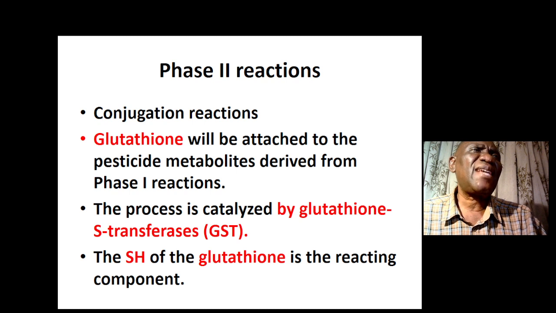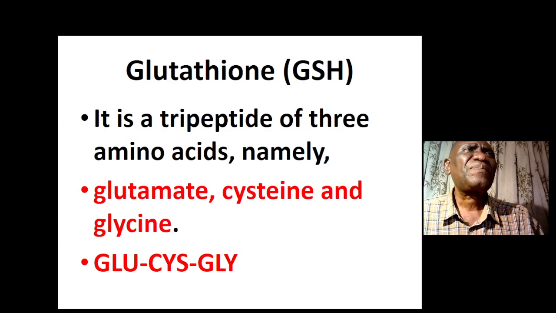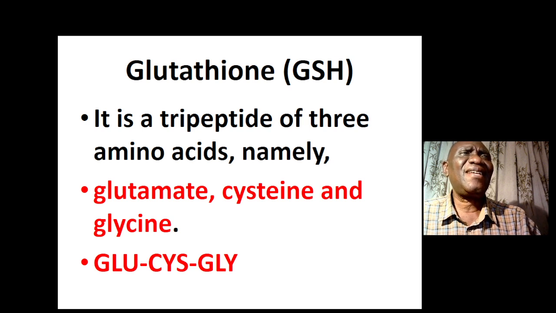Now on glutathione we have got the SH, which is the reacting component. Glutathione GSH, it is a tripeptide of 3 amino acids, namely glutamate, cysteine, and glycine, or we can shorten them like this: glu, cys, gly.